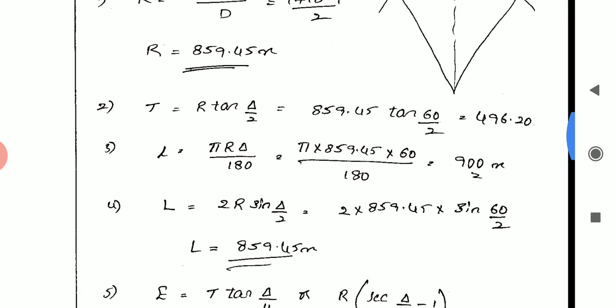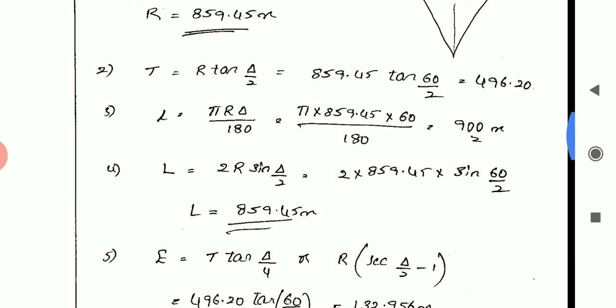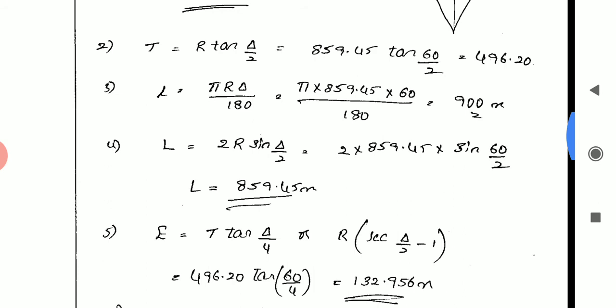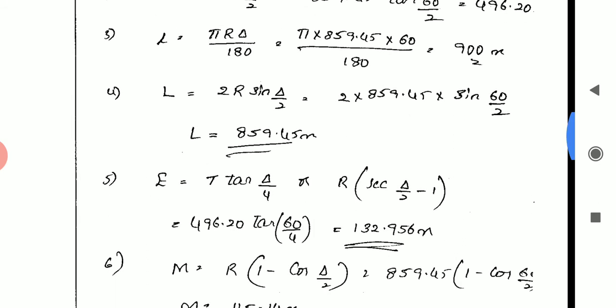the T formula, tangent length, that is R tan delta by 2. So I will put the R and delta values and I will get T. The length of the curve is pi R delta by 180. I will put R and delta values, and I will get the length of the curve, and also the long chord, that is 2r sin delta by 2. So I will get the R value, and put the delta value, and I will get the L value.